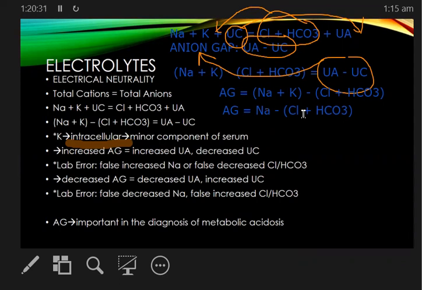So how do we determine what formula to use? It depends upon the given. So say, for example, all electrolytes are given. We have values for your sodium, your potassium, your chloride, and your bicarbonate. So you use the long formula. If, for example, potassium is not given, then you use the other one.